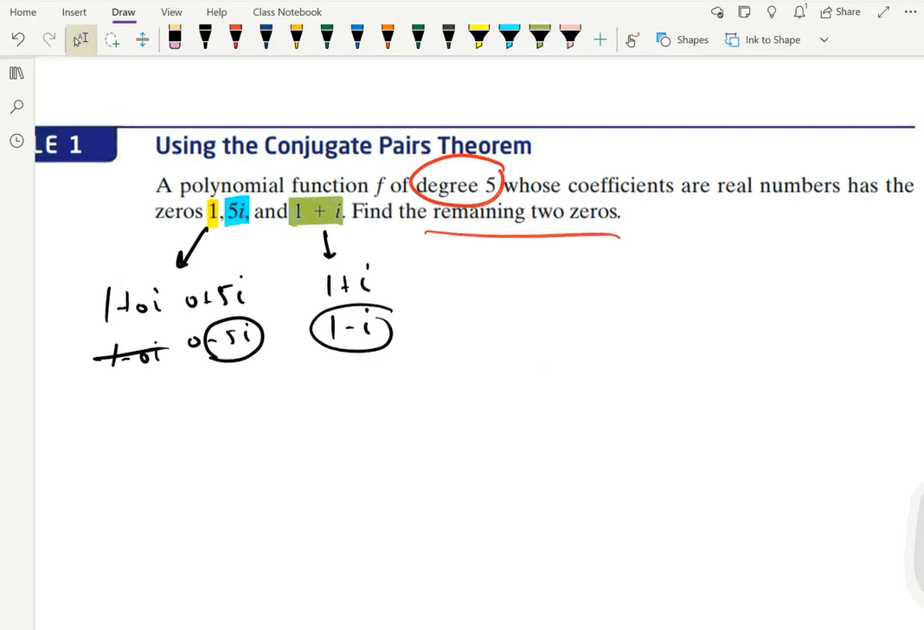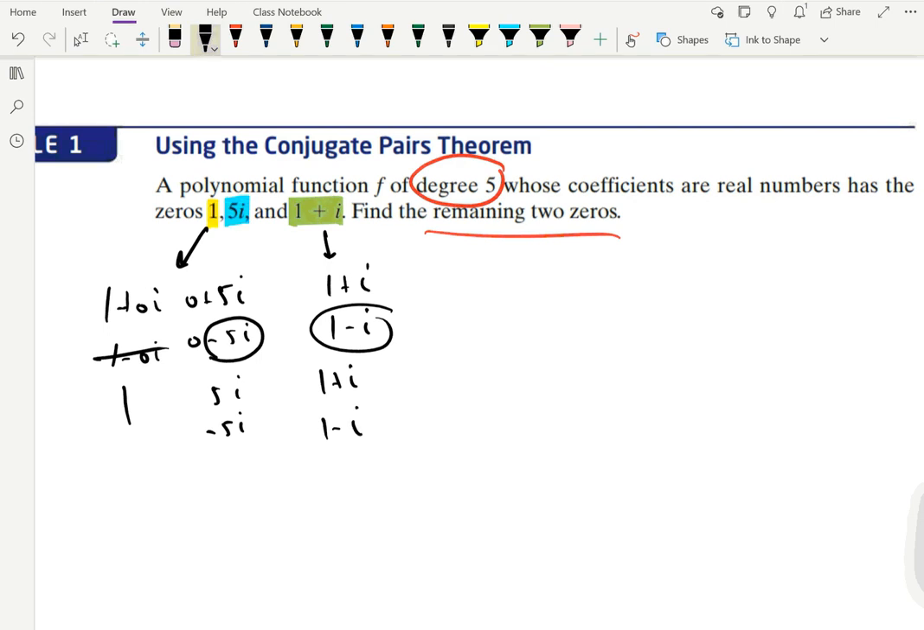There we go. So we've got a 0i and a minus 0i. That just doesn't mean anything, so it's just 1. And so we're only going to write that as 1. We're going to write the 5i as 5i instead of 0 plus 5i. And then the minus 5i, instead of 0 minus 5i, we'll just write minus 5i. And the 1 plus i, we'll have to say is 1 plus i, and then the 1 minus i.